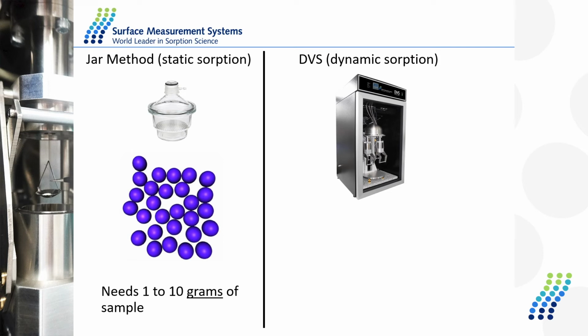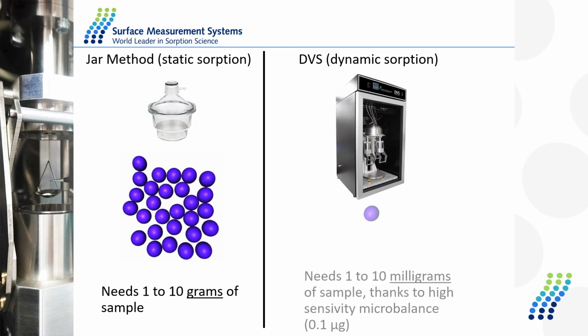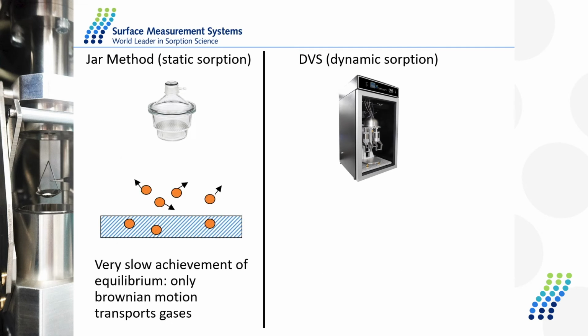Now, when you use a desiccator, obviously you need a lot of mass of the sample. You need grams of sample. In a DVS, we use a microbalance. So consequently, we don't need a lot of sample to make an experiment accurate and repeatable. The second parameter that we need to focus on is equilibrium. When do we reach equilibrium?